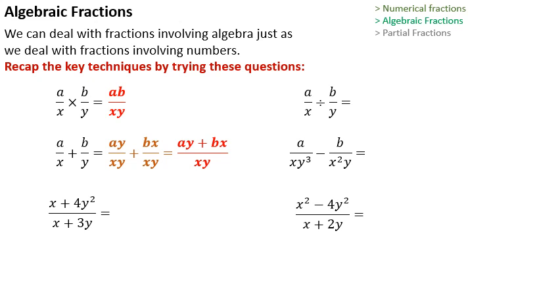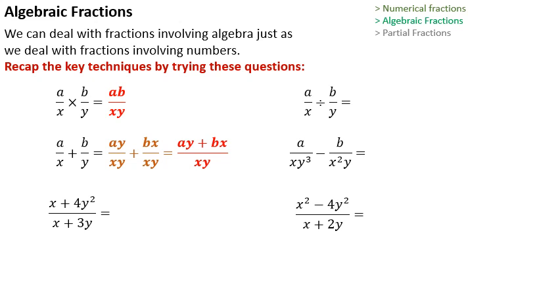Now, once the denominators are the same, it's like adding currencies. You can't easily add pounds and dollars, but if you convert your pounds and your dollars both into euros, you could add the number of euros because it's the same type, the same denomination, the same denominator in this case. So we have ay over xy and bx over xy. We can add them together and get ay plus bx all over xy.